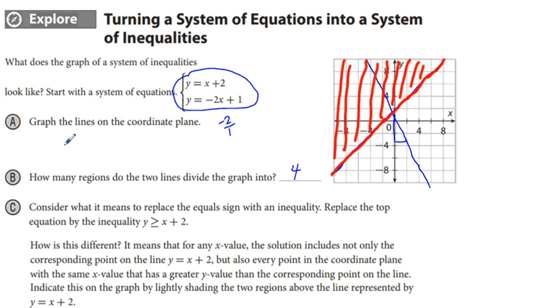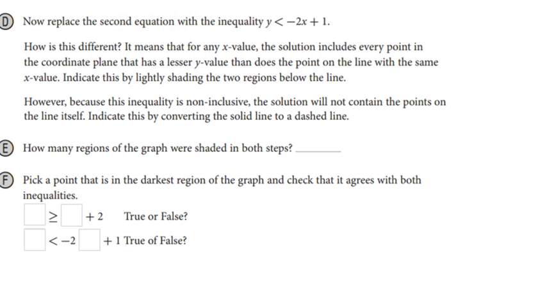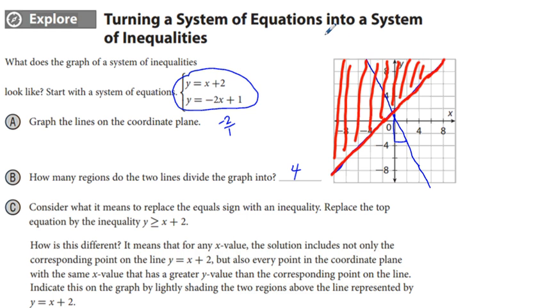So that's basically it. Now, continuing on here, now replace the second equation with the inequality y is less than negative 2x plus 1. So I'm going to go back here to my sketch, and we say less than, it can be less than or equal to. So I'm going to make a dashed line over the other one. And we say less than, we're going to sketch below.